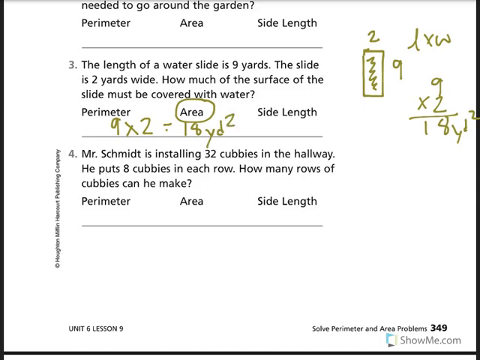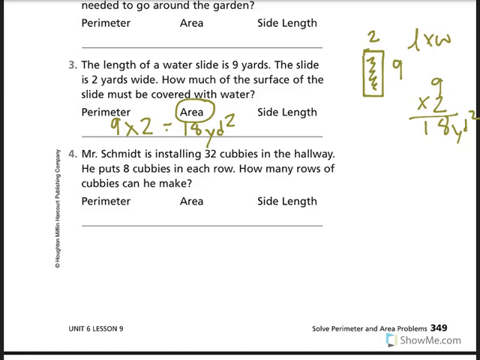All right. Number 4. Mr. Schmidt is installing 32 cubbies in the hallway. He puts 8 cubbies in each row. How many rows of cubbies can he make? This one's a little bit different. Let's go ahead and draw a picture.